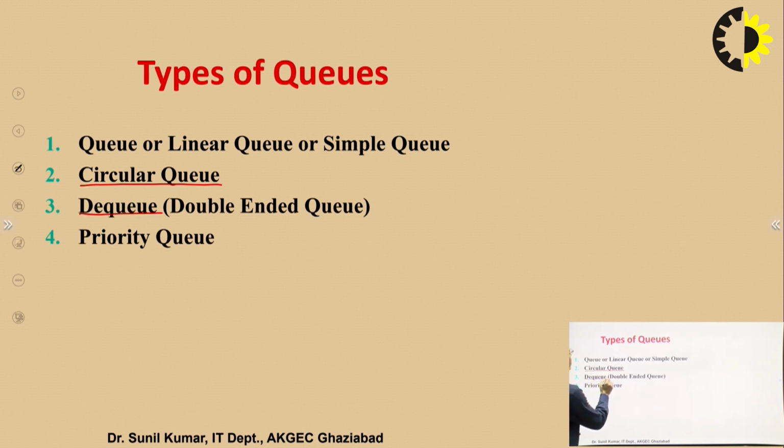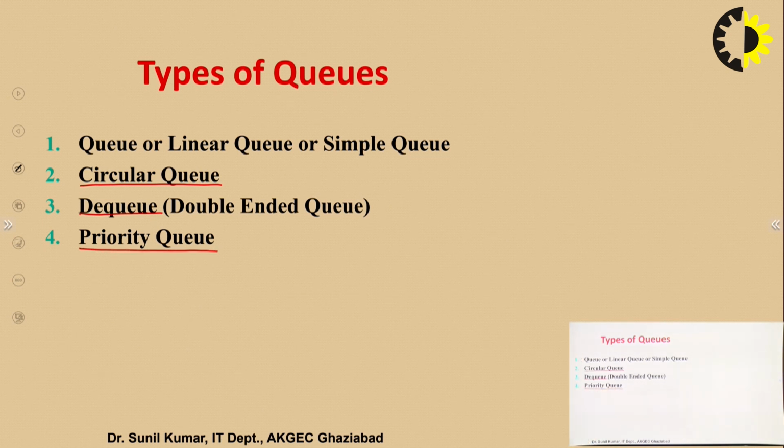Another type is the D queue, that is the double-ended queue. In the double-ended queue, insertion as well as deletion can be done at both ends. Normally, in the simple queue or circular queue, insertion is always done from the rear end and deletion is done from the front end. But in case of DQ, that is the double-ended queue, insertion as well as deletion can be done from both ends. And another type is the priority queue.